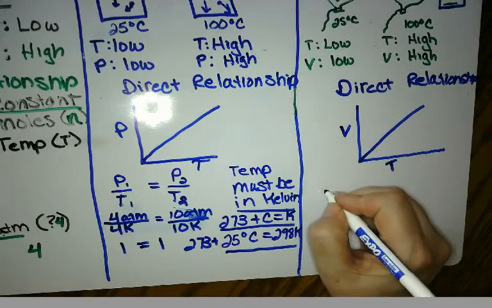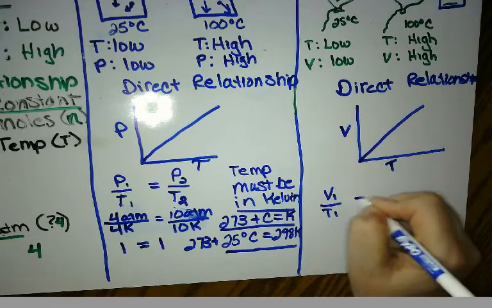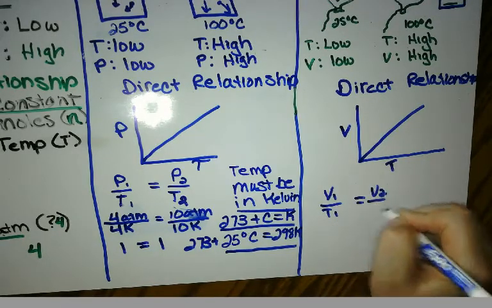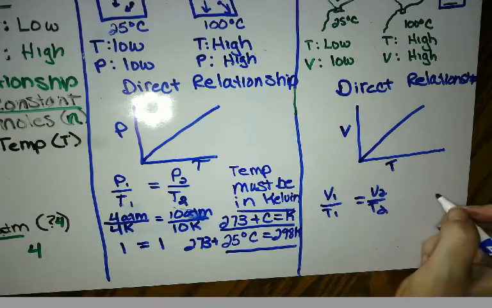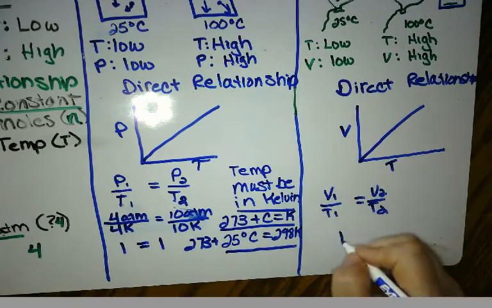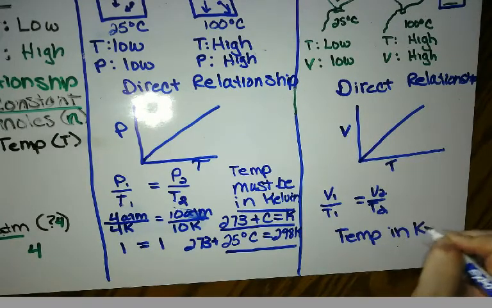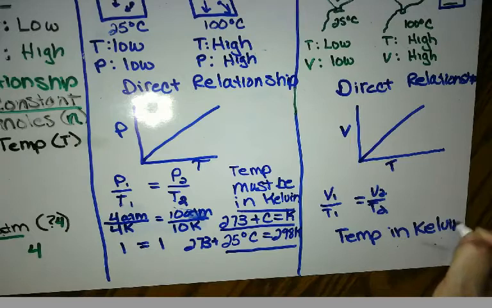So we have volume 1 over temperature 1 equals volume 2 over temperature 2. That's the math. And temperature has to be in Kelvin. You have to do this conversion. Okay, so now we are going to look at some of the conversions that we are going to need.